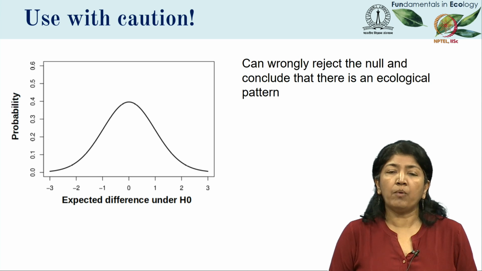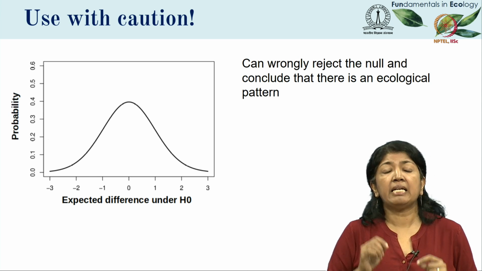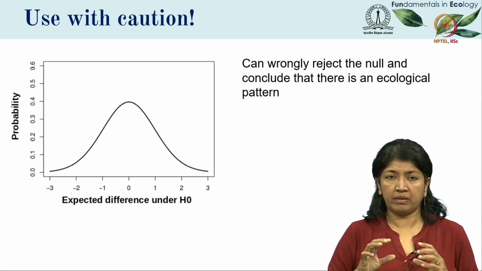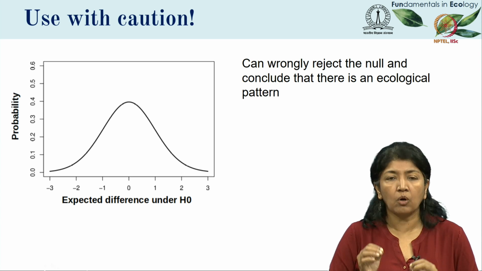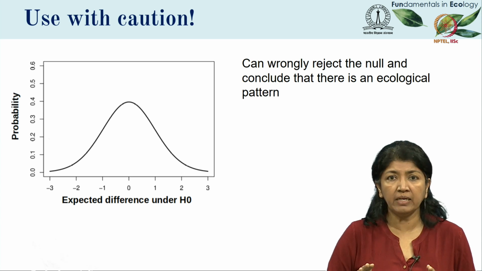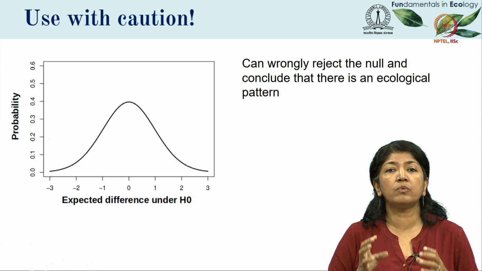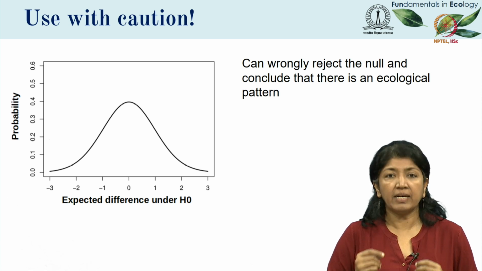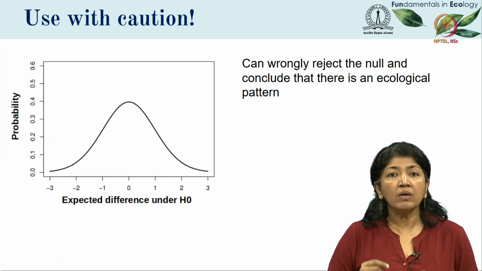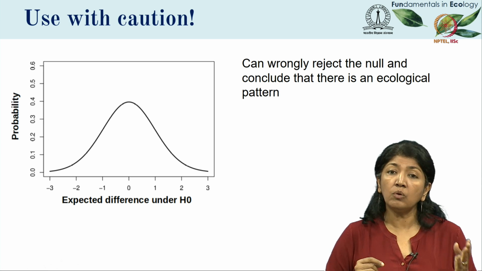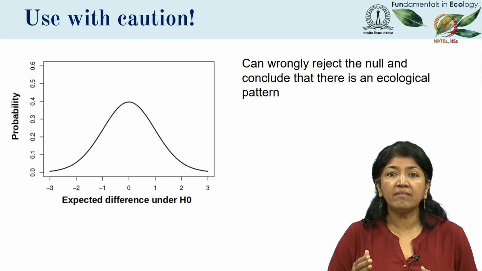Now, it is very important to realize that the statistical null hypothesis testing approach has to be used with caution. We cannot blindly follow it. Several mistakes can be made. Here are the two most common mistakes. First, we can wrongly reject the null and conclude that there is an ecological pattern even when there is not.